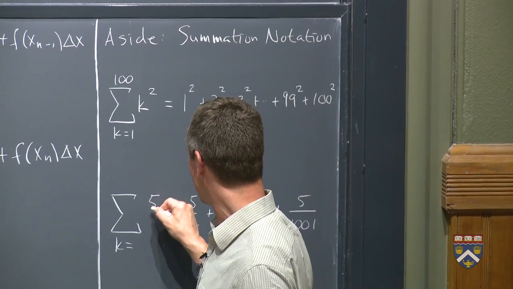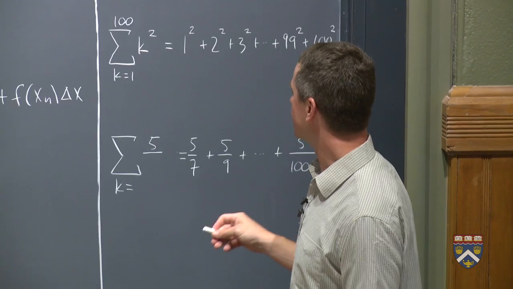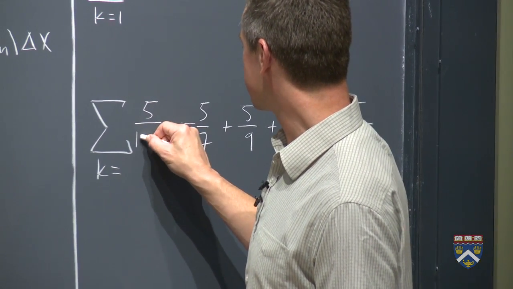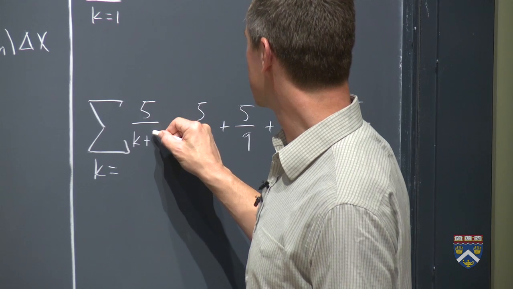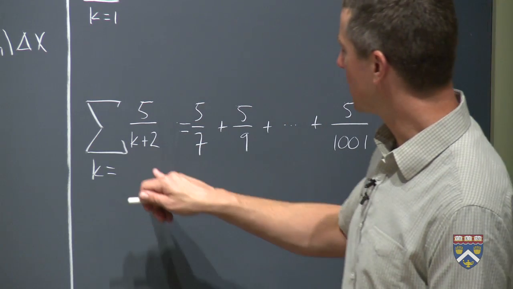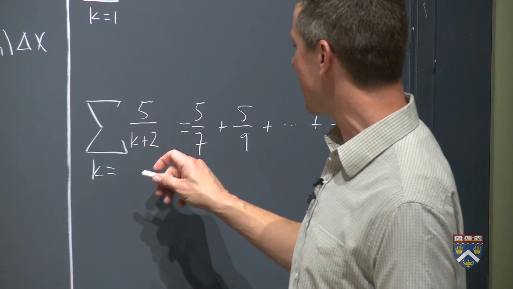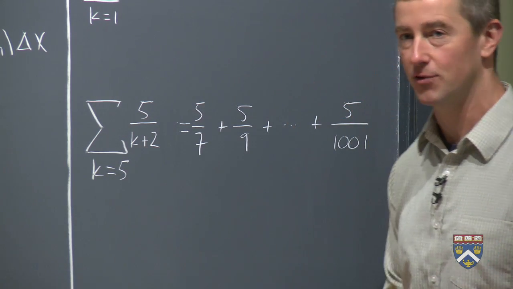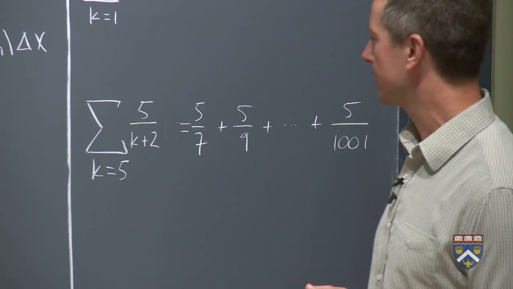So 5 over what? Often when I give this problem in class, somebody will say something like k plus 2, because we're going up by 2's here, right? And then they'll have to say, well, what should k start at to get us a 7? K would start at 5.